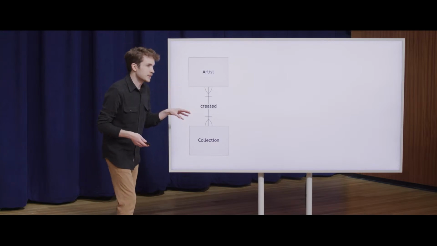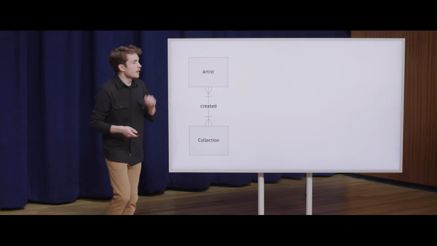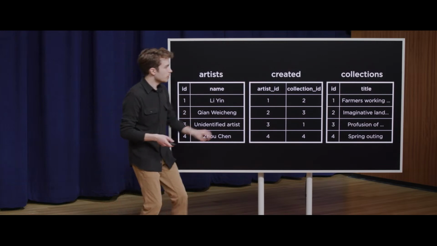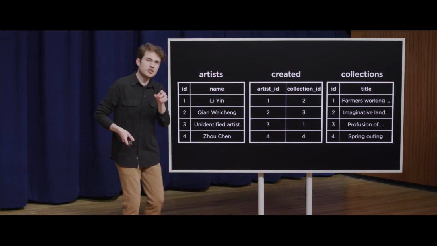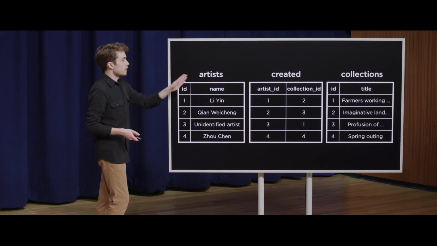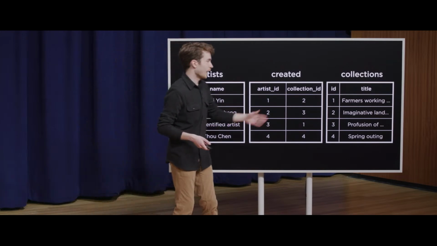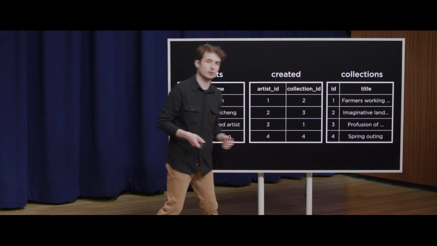Now, concretely, in our database, this might look as follows. I could have a table for artists and a table for collections. And notice how each has their own primary key. Artists has an ID column called our primary key column. Collections, too, has an ID called our primary key column here.